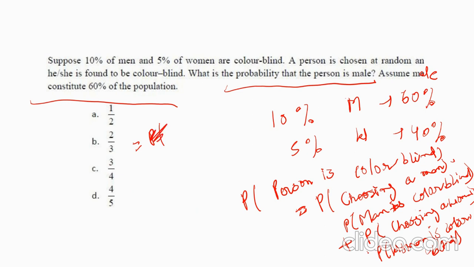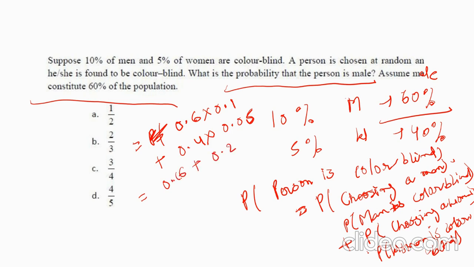So this probability will be, the probability of choosing a man, since 60% corresponds to the male population, so it will be 0.6. And the probability of color blindness for male is 0.10, so it will be 0.1. For women it is 0.4 population, and this one is 0.05. So we'll have 0.06 plus 0.02 will be 0.08, right?